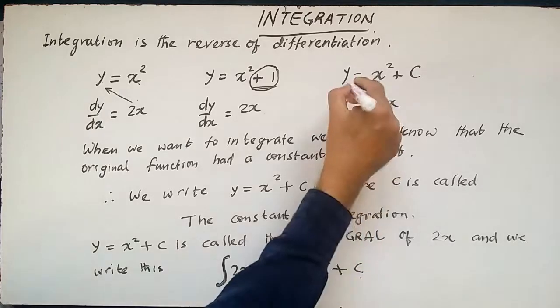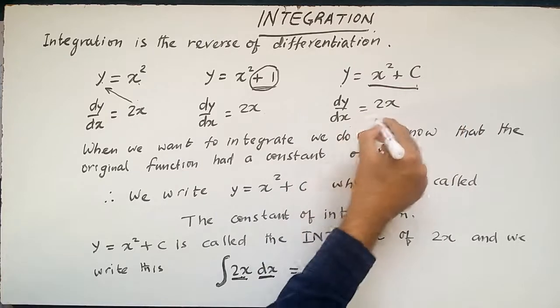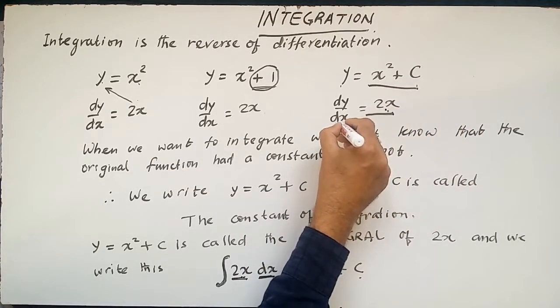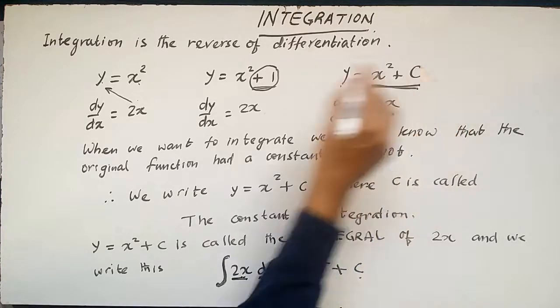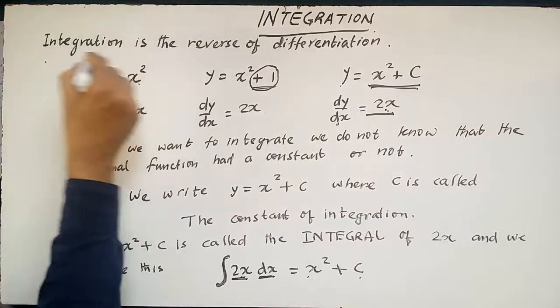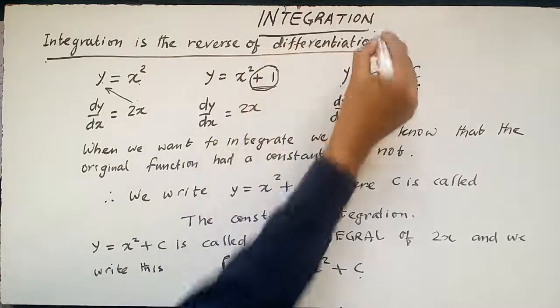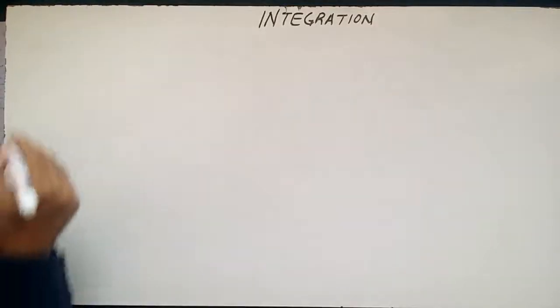Whenever we have y equal to x squared plus c as the original expression, differentiating gives 2x. So when we integrate 2x with respect to x, we get back the original expression x squared plus c. That is why integration is basically the reverse of differentiation.